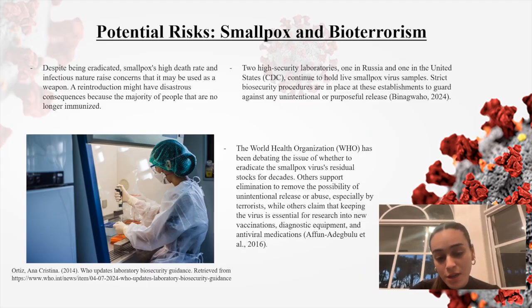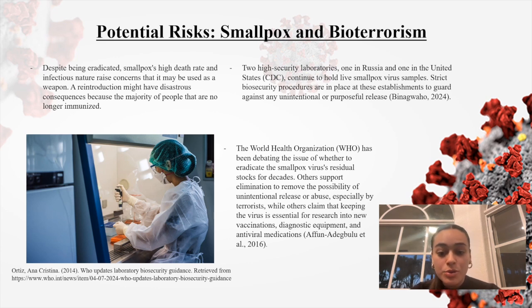Now we're going to be talking about the potential risks between smallpox and bioterrorism. So despite being eradicated, smallpox's high death rate and infectious nature raise concerns that it may be used as a weapon because of how big the outbreak was. A reintroduction might have disastrous consequences because the majority of people are no longer immunized. So that means they are prone to getting this illness if there's another outbreak.